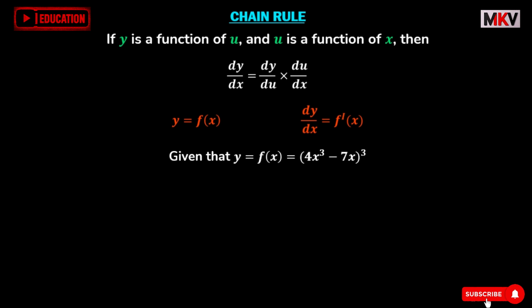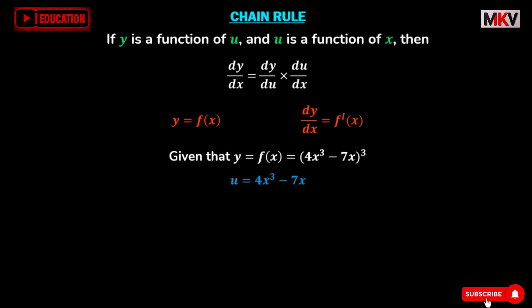Consider this problem: given that y, which is equal to f of x, equals (4x cubed plus 7x) to the power 3. Here, this exponent 3 is embracing the whole function. Therefore, you have to apply the chain rule to be able to find the derivative of such a function. Now let's look at how we apply the chain rule to such questions.